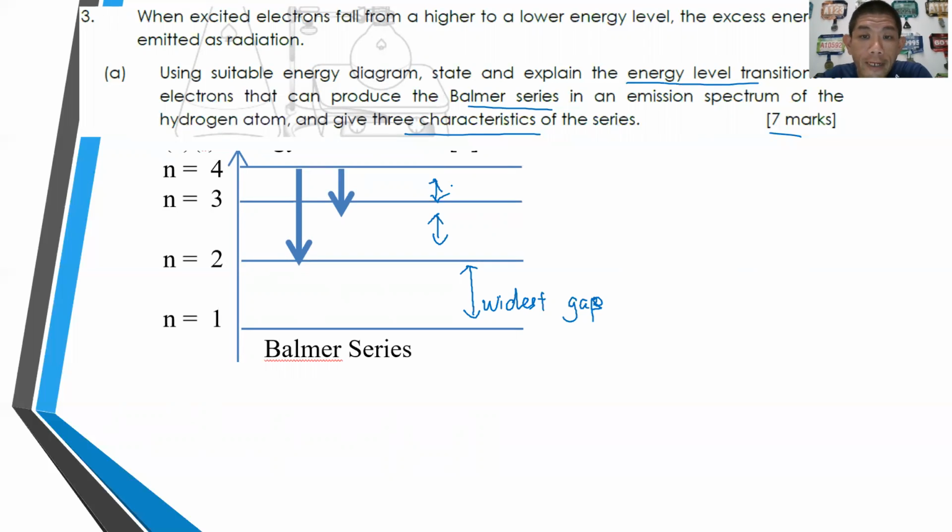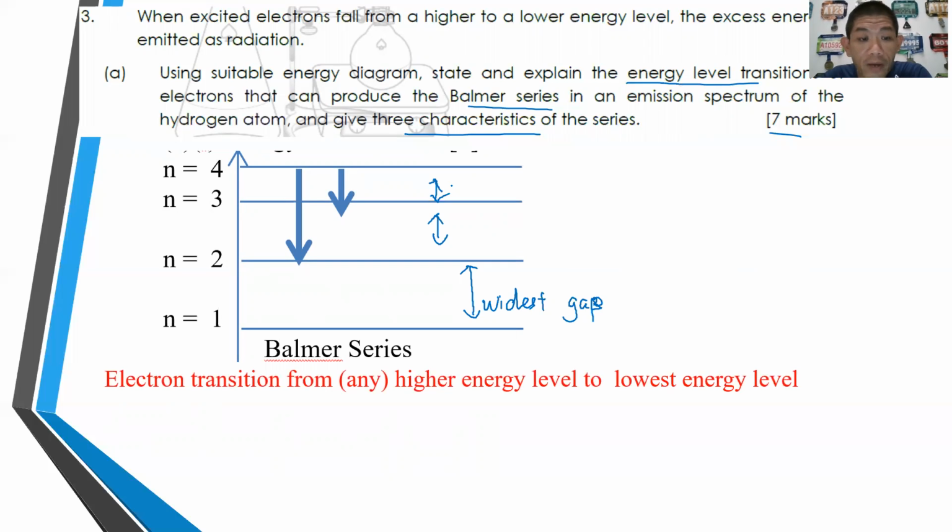Okay, so that is how you're going to draw for energy level. And then what are the 3 characteristics? Number 1, electron transition from any higher state to the lowest energy level, which is n equals 2. Because it's the Balmer series, the electron transitions occur in the visible light. So that is a characteristic where the baseline is n equals 2, so also mention that.